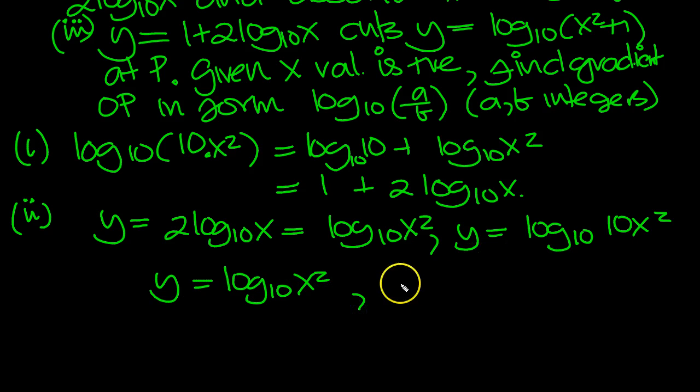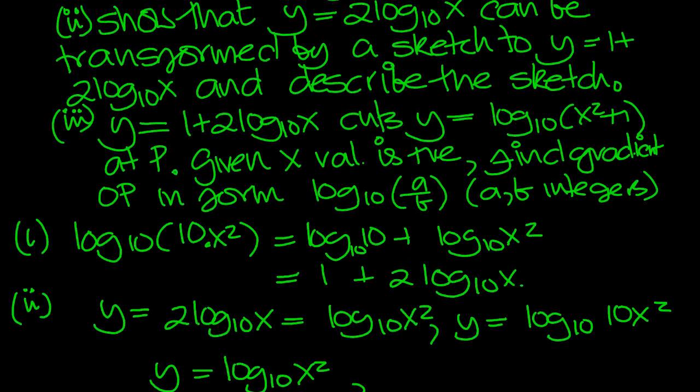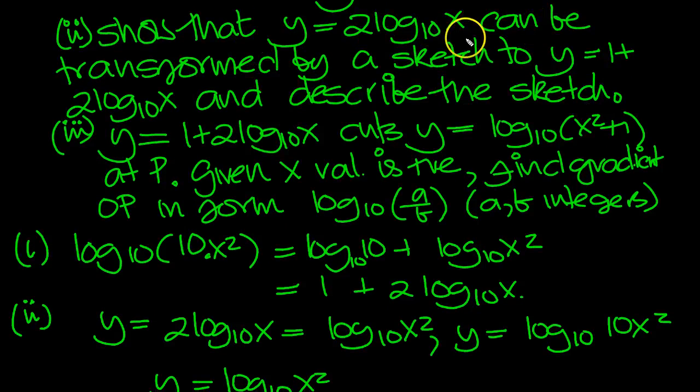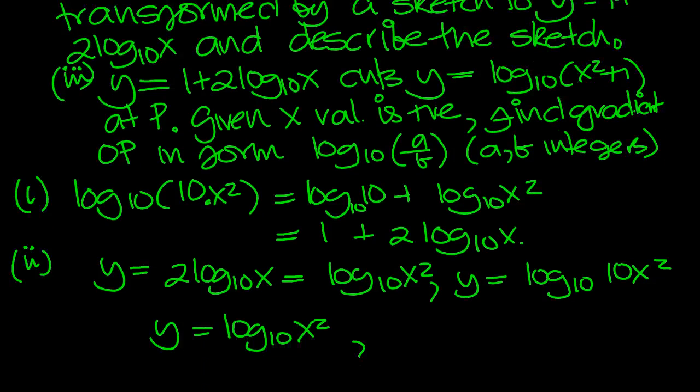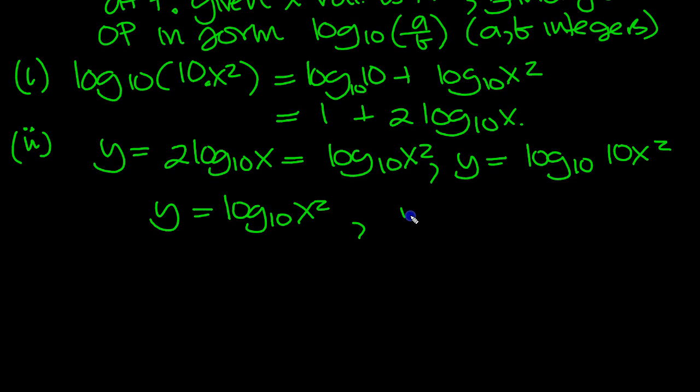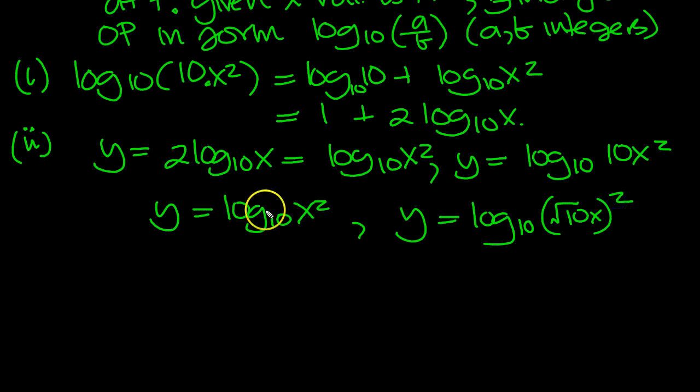And the other one is this one here. Now the question says, show that this can be transformed, which it can, and describe the stretch. So what happens here then? Let's have a look at it. I want to write it in the same form as this. So it's log 10. Instead of 10 lots of x squared, I want to write this as root 10x all squared. Now it looks in a form akin to what this is, and we can describe what happens.